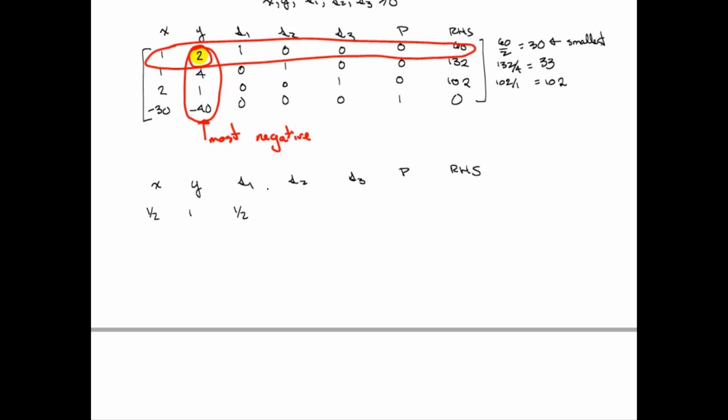First row, 1/2, 1, 1/2, 0, 0, 0, and 30. Second row, negative 1, 0, negative 2, 1, 0, 0, and then 12. Third row, 3 halves, 0, negative 1/2, 0, 1, 0, and then 72, and then negative 10, 0, 20, 0, 0, 1, 1,200.